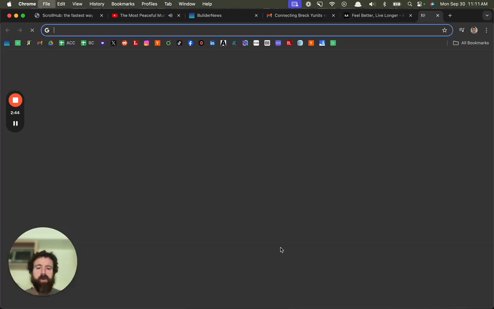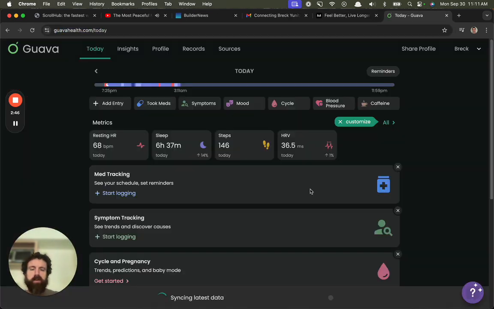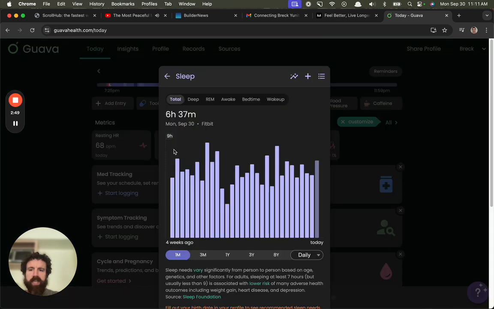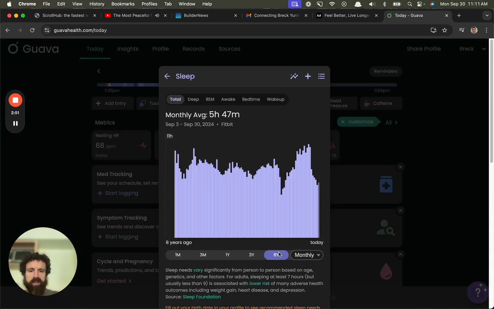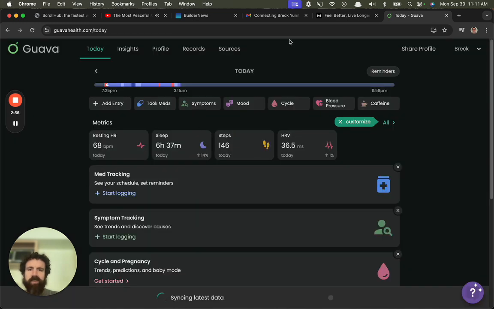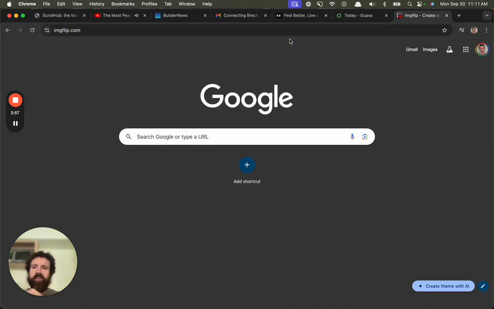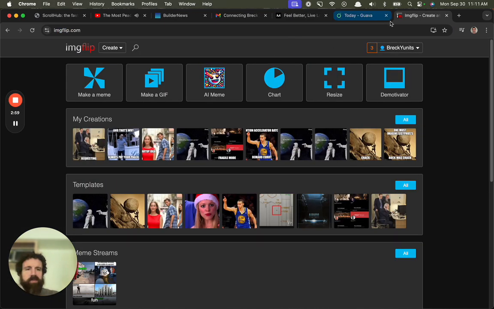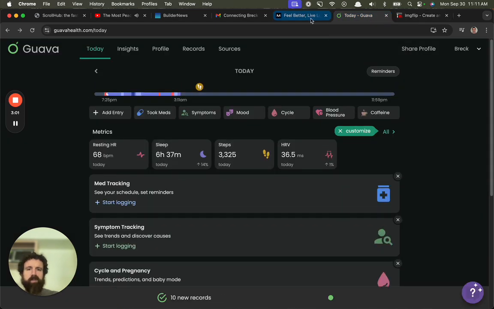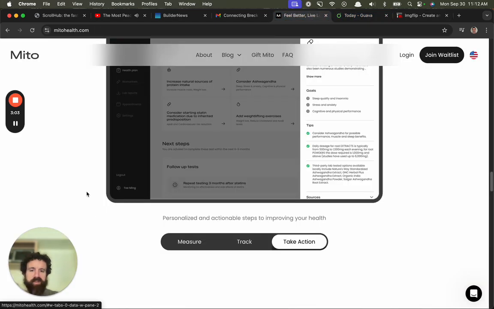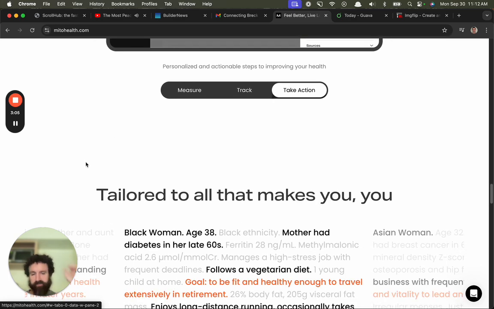So I use Guava Health. I'm a big fan of Guava Health. Not sure if you're familiar with it. Check this out. Look at this. 8 years of health data all in one thing instantly. The guys who make the greatest meme site in the world, imageflip.com, also make Guava Health. Some badass people. All right.